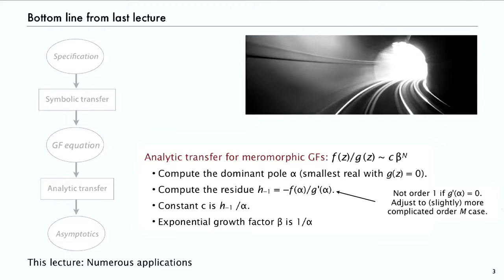So what we do is first find the smallest real pole, that's a root of the denominator of the meromorphic function. Then we calculate its residue just by evaluating the numerator at alpha and the derivative of the denominator at alpha. Then our growth is a constant times beta to the n, where the constant is the residue divided by alpha, and the exponential growth, beta, is just 1 over alpha.